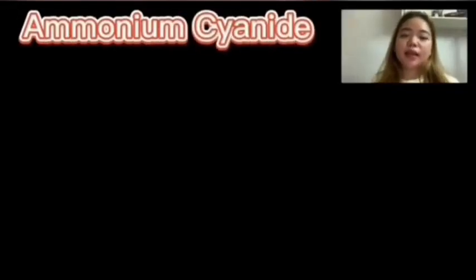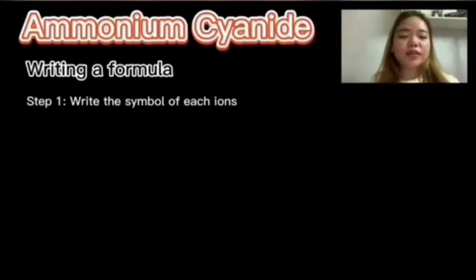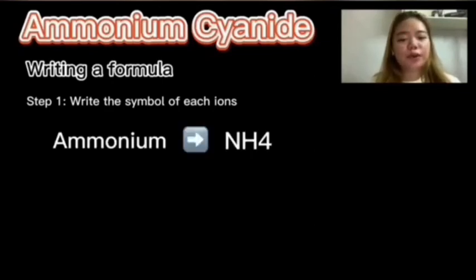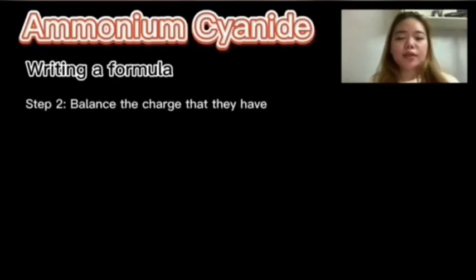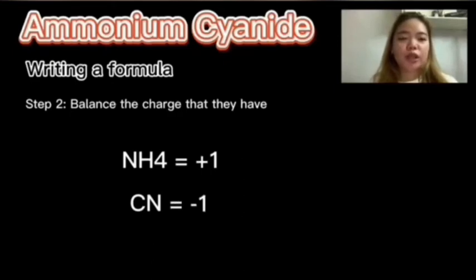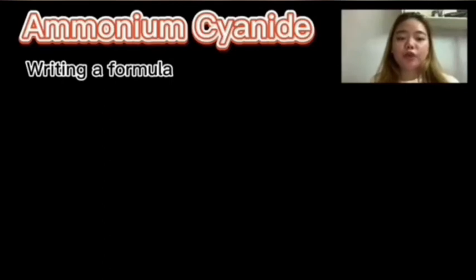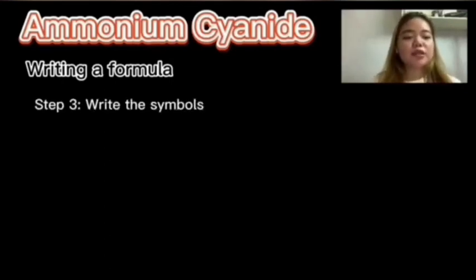Ammonium cyanide. In writing a formula, first thing that we need to do is to write the symbol of each ion. That will be ammonium, NH4, and cyanide, CN. Second, we need to balance the charge that they have. The ammonium has a charge of positive 1, while the cyanide has a charge of negative 1. So they are balanced. To write the compound formula, you just need to write the symbols and you'll have NH4CN.